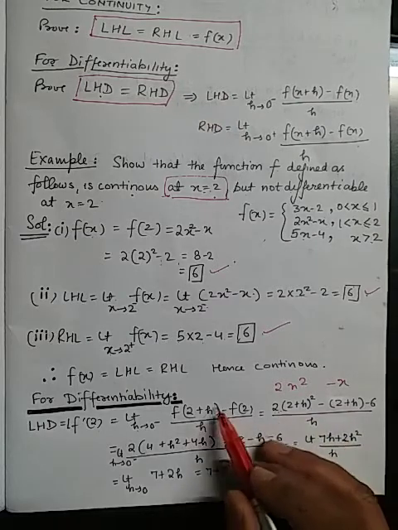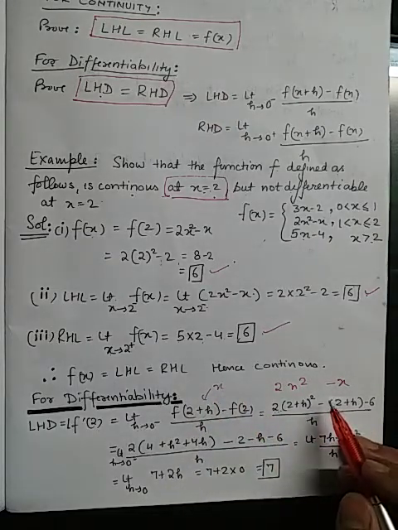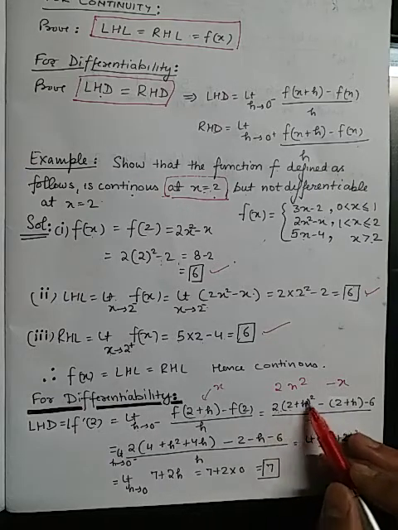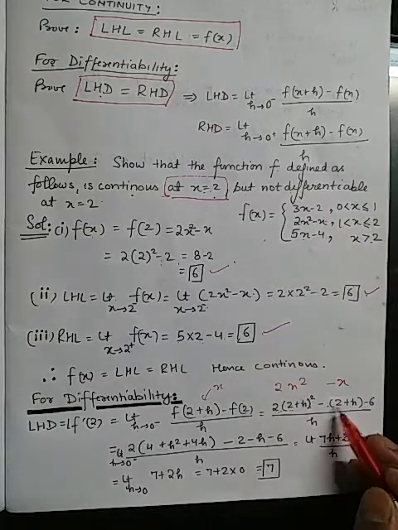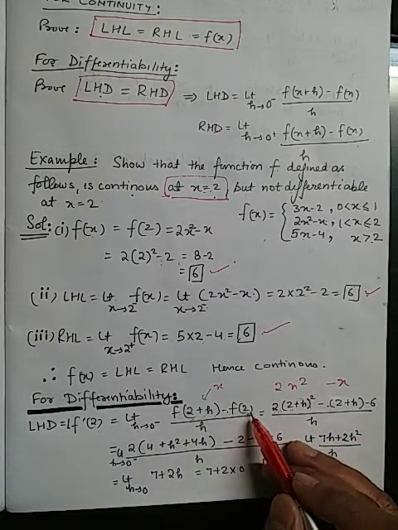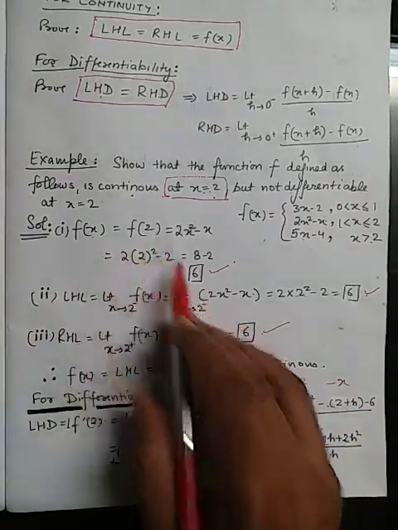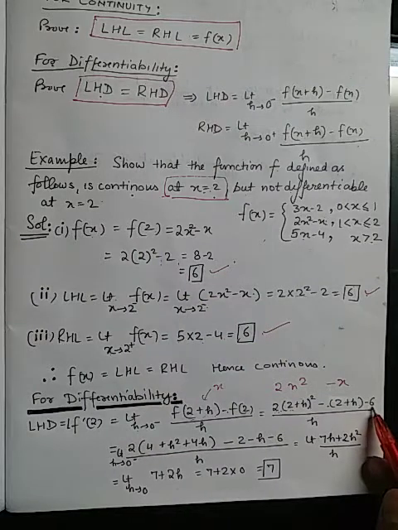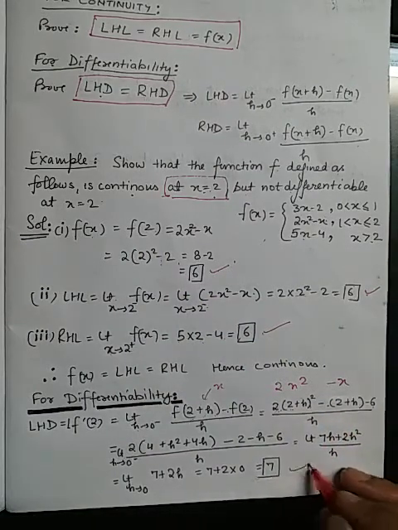And what is the value of x? X we have taken to be 2 plus h. So 2x square, value of x is 2 plus h, minus x. X is what? 2 plus h. Minus f(2). What is the value of f(2)? f(2) we have already calculated to be 6. Now put 6 here. Solve this out. Open the bracket, we are getting 7.